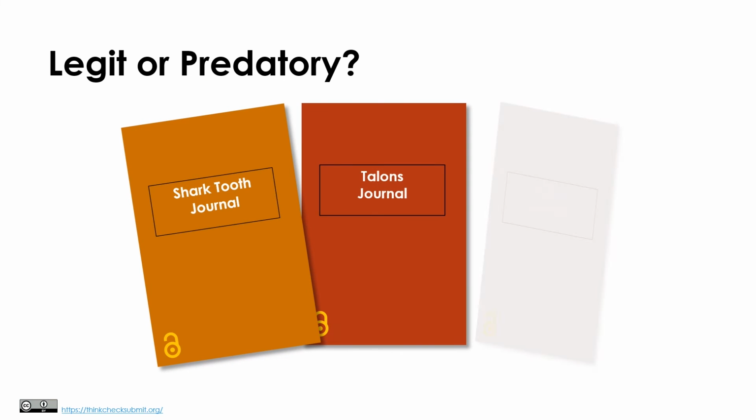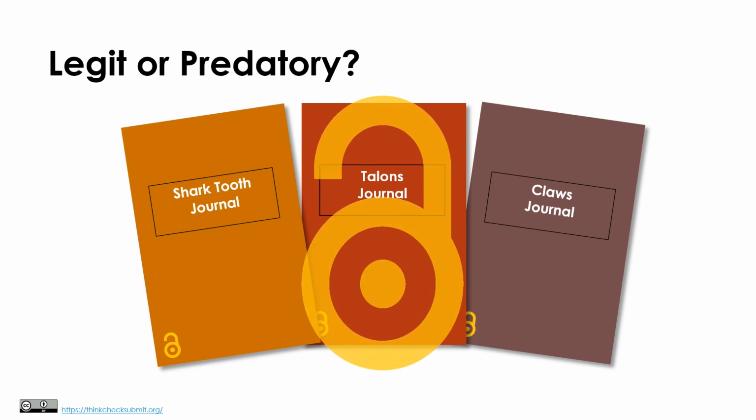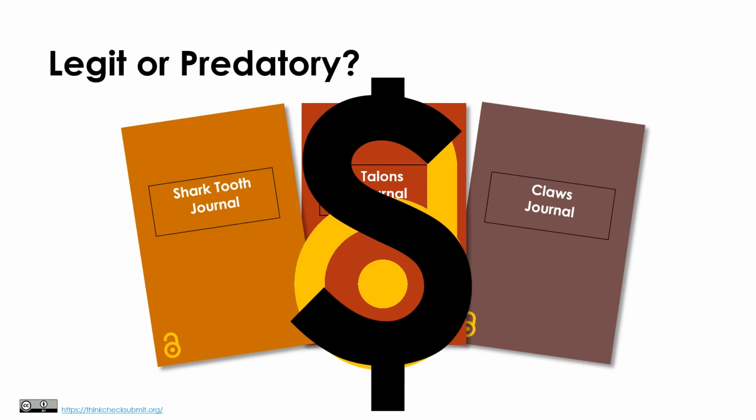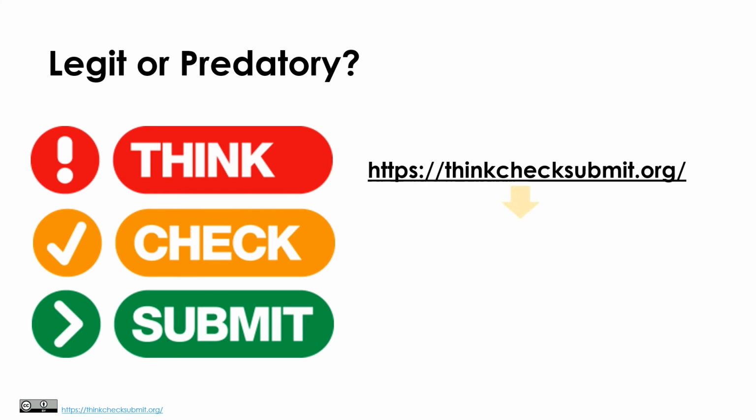Lastly, you'll want to make sure the journal you select is not a predatory journal. A predatory journal exploits the open access model for financial gain without providing a rigorous peer review, which undermines the scientific community and can negatively impact your research. To steer clear of predatory journals, use the checklist provided by Think, Check, Submit, and when in doubt, contact the library.